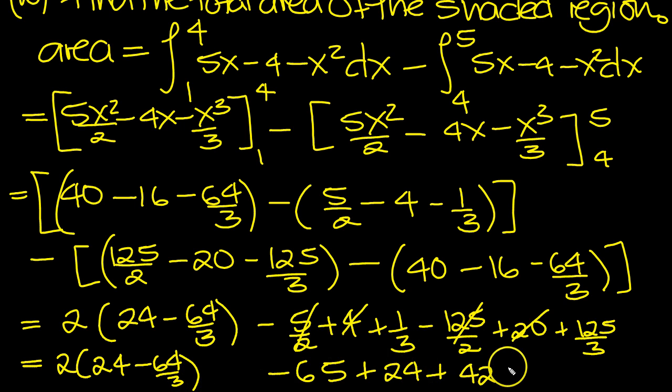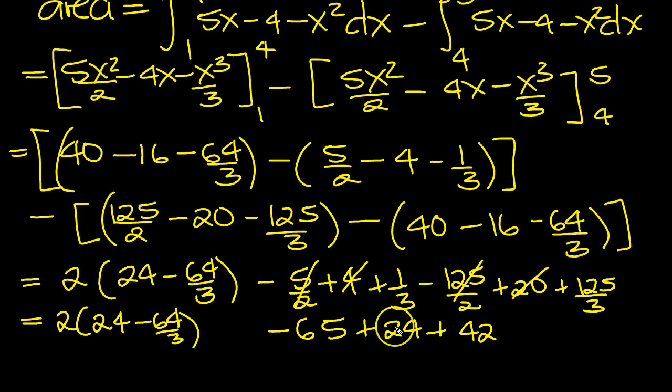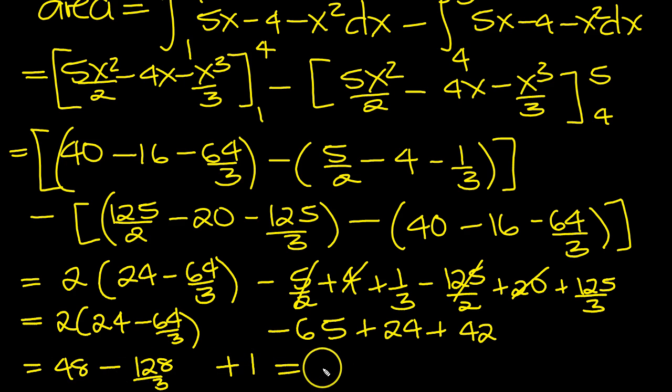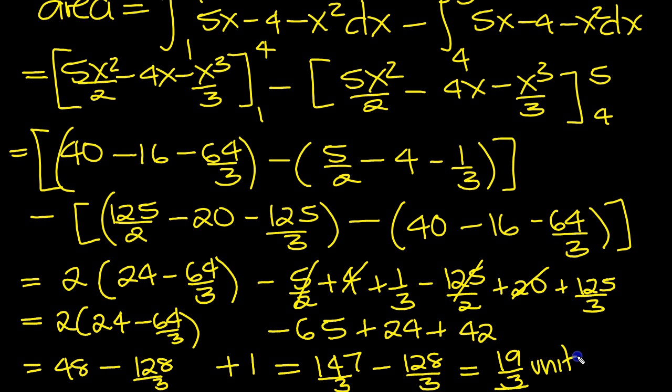So let's work out what we've got then. So this is plus 66 minus 65 is plus 1. This is 48, minus 64 over 3. So it's 49. Times that by 3 is 147 over 3, because it's 3 less than 150, isn't it? Because it's 49. Minus the 128 over 3, which is 19 over 3 units squared. So there's our area then, 19 over 3 units squared.